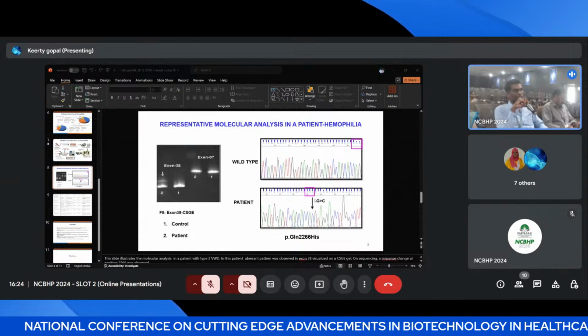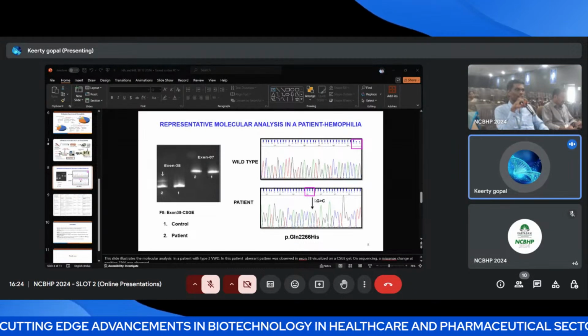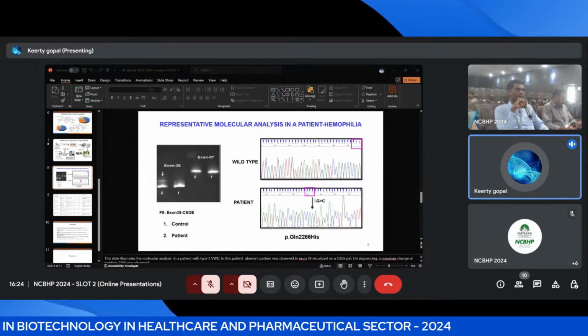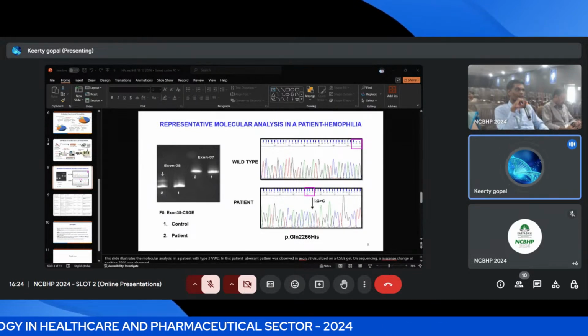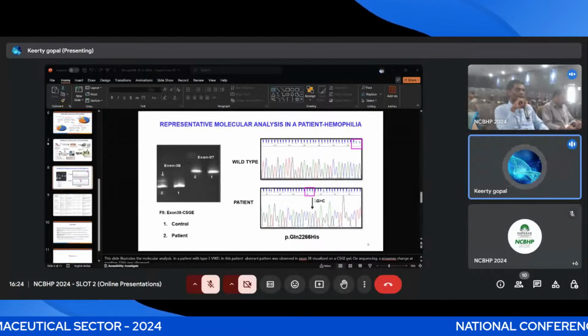So you mean the gene therapy options are? Yeah, some trials are going on, but when it will translate from the bench to the bedside, when it will come, we don't know, sir.